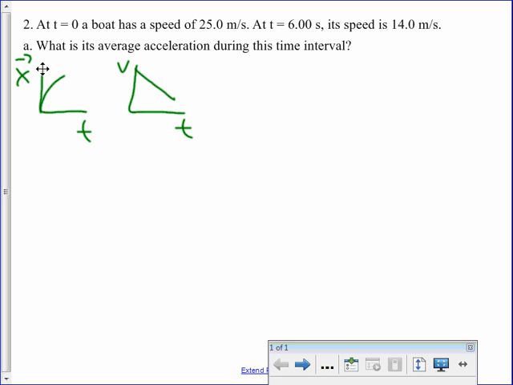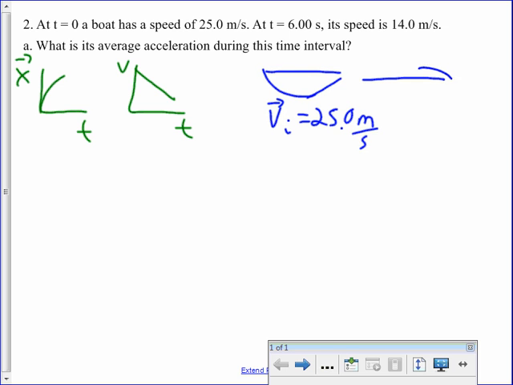And now here we go. I have my nice little boat. And we know that my initial velocity is equal to 25.0 meters per second. I know that it's moving in the positive direction. We're going to call that right. And we know that my final velocity is equal to 14.0 meters per second. My change in time is going to be equal to 6.00 seconds, because it's starting at 0 and finishing at 6 seconds.